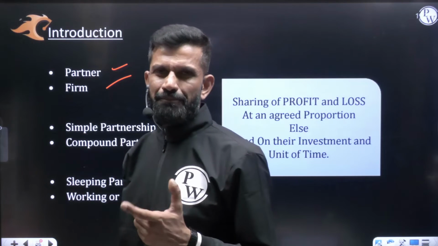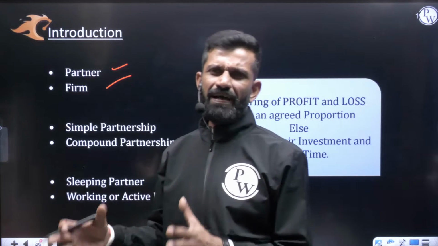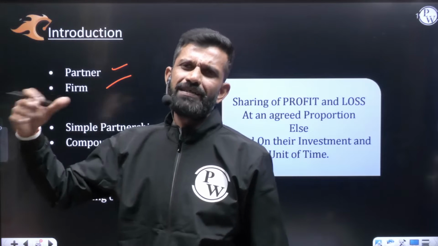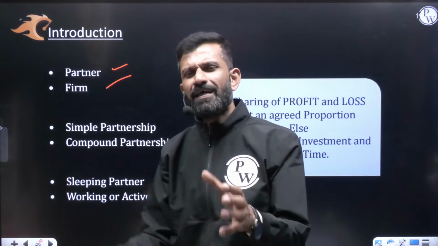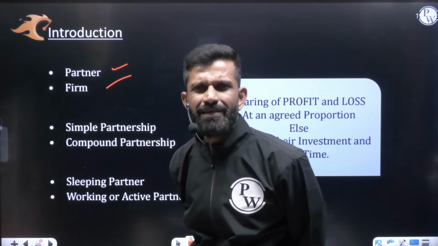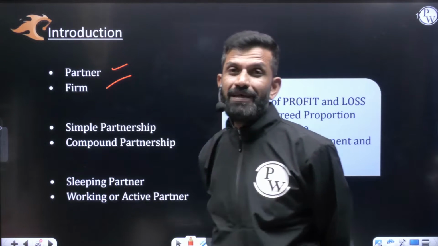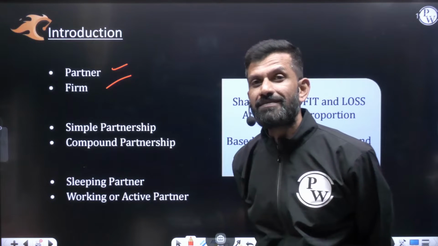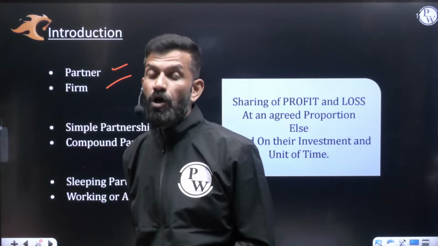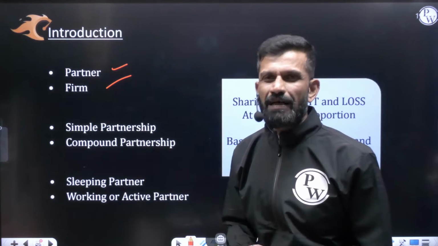See, A and B started the business. Now, A invested 5,000, B invested 6,000. They continued their business for 1 year. After 1 year, they got the profit. So their profit will be distributed in the ratio of the same 5:6. That is simple partnership. But coming to compound partnership, what happens? Some people invest in the middle of the period, or some people withdraw their investment. Then it will be called compound partnership.